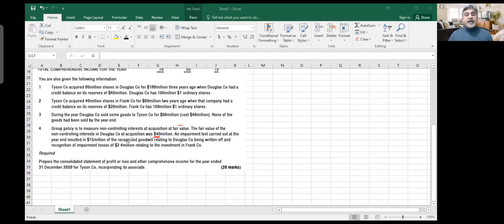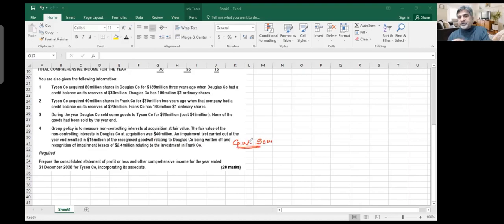An impairment test carried out at the year end resulted in 15 million of the recognized goodwill relating to Douglas company being written off. So again, they made your life easy. They did not ask you to calculate the impairment of goodwill. In many questions, they will tell you that the goodwill in Douglas at the end of the period was, say, 50 million. They will only tell you this.